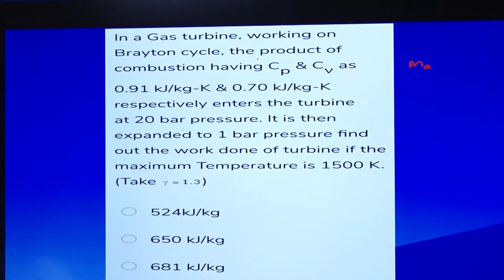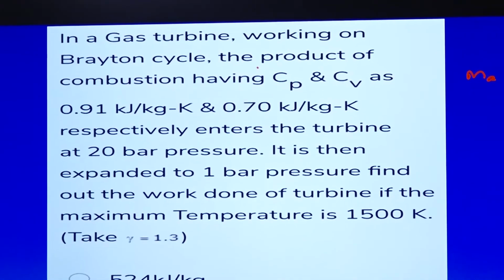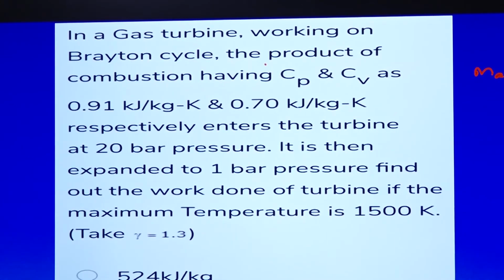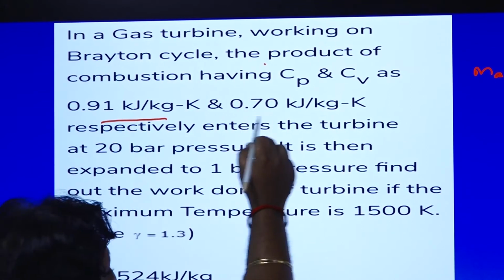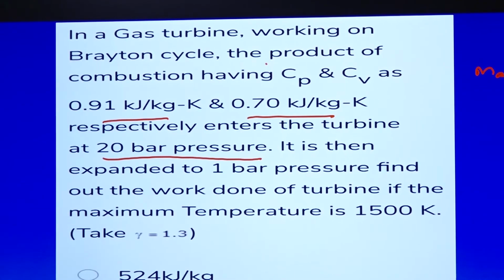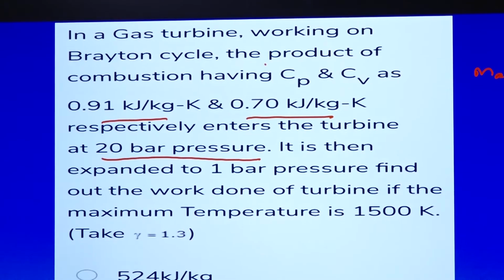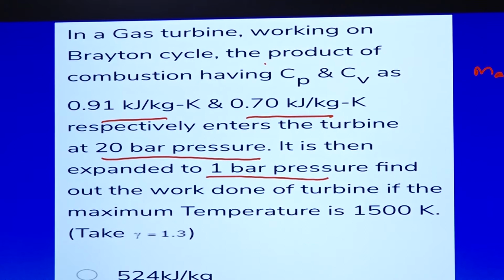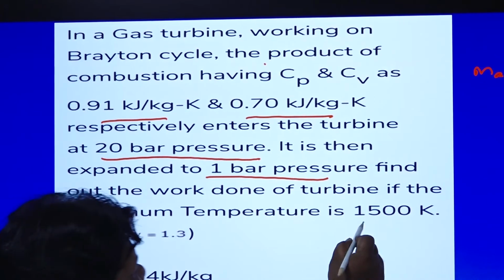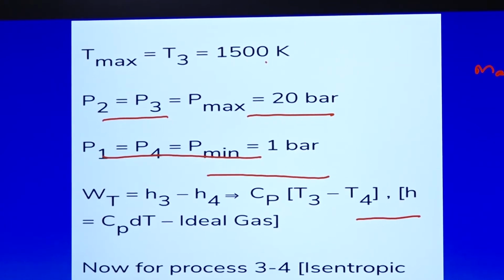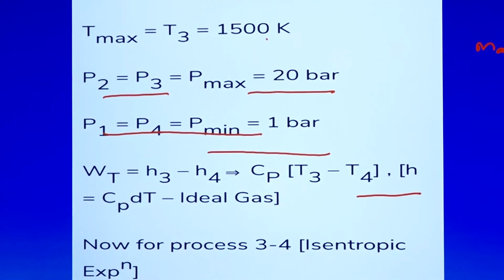So next problem. In a gas turbine working on the Brayton cycle, the products of combustion having Cp and Cv as 0.91 kilojoule per kilogram Kelvin, Cp and Cv are given to you, enter the turbine at 20 bar pressure. So the value of P3 is given. It is then expanded to 1 bar in the turbine. So that is P4. Find out the work done of the turbine if the maximum temperature, that is T3, is given to you. So you have to use the formula where you get this value.